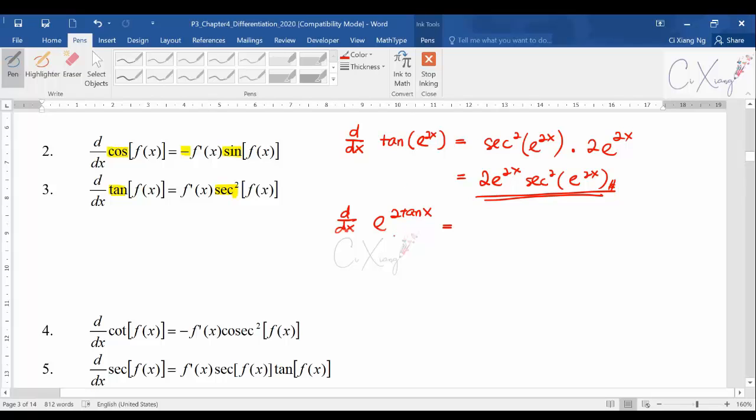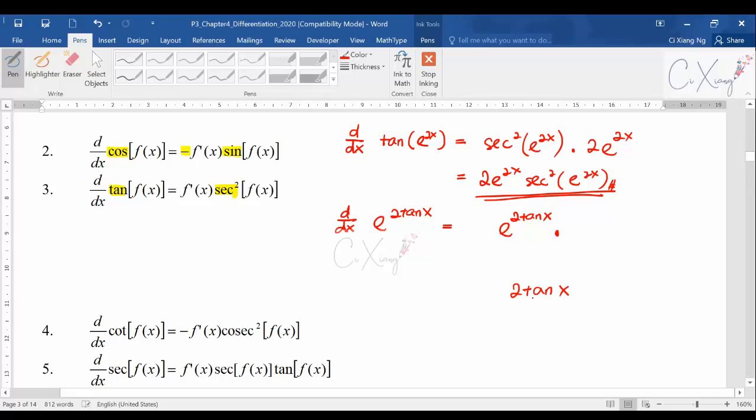Right. So now let's have a look at the second example here. Let's say I'm having e power 2 tangent x. For e power 2 tangent x, the e now will become the main function. So how to differentiate e power 2 tangent x? You copy back the original thing, so you're having e power 2 tangent x, and after that you need to differentiate the 2 tangent x.